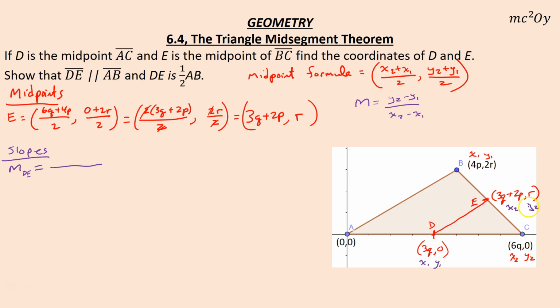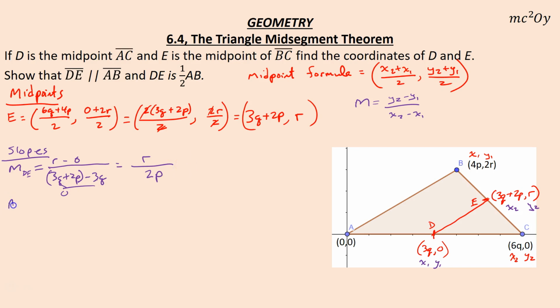All right. So we've got our y2, which is r, minus our y1, which is 0, over our x2, which is 3q plus 2p. Now, since it's a whole quantity, I'm going to put it in parentheses there, and I'm subtracting 3q. So, simplifying that, on the top I get r minus 0, or r. On the bottom I have 3q plus 2p minus 3q. So 3q minus 3q is 0, so I'm just left with 2p, right? These 3q's, they cancel. Okay, so I get a slope of r over 2p.